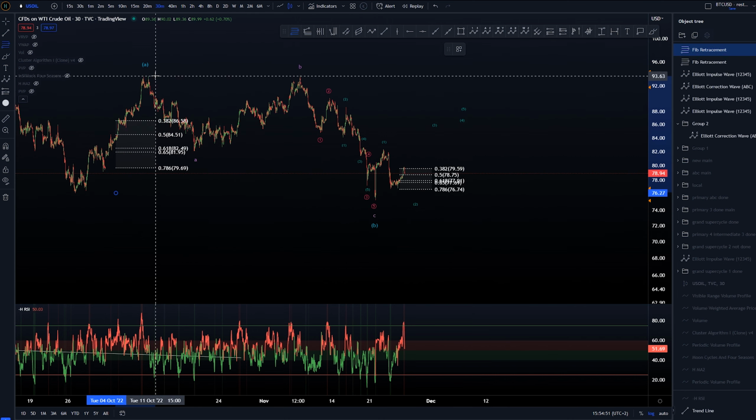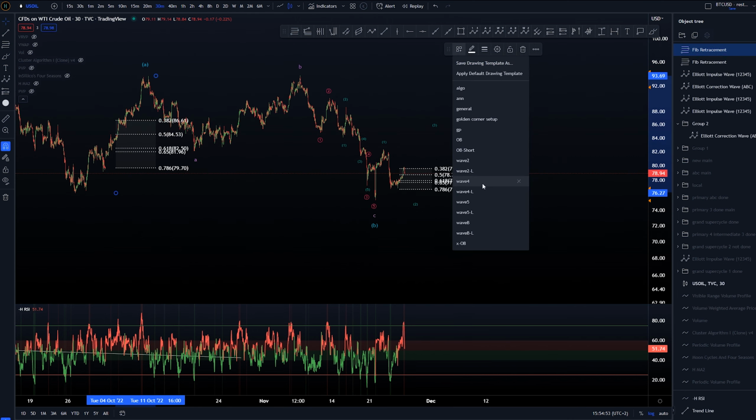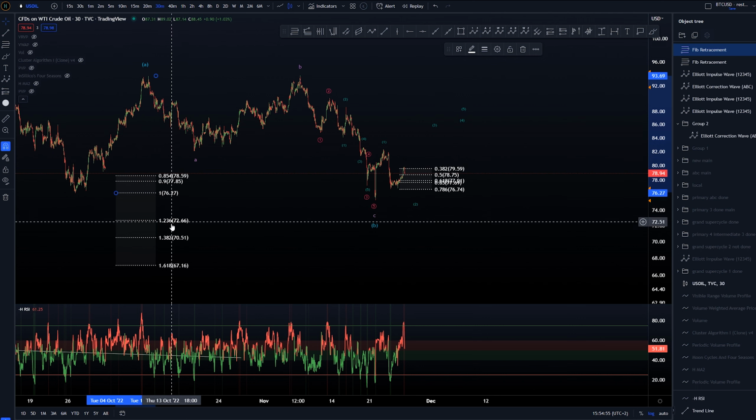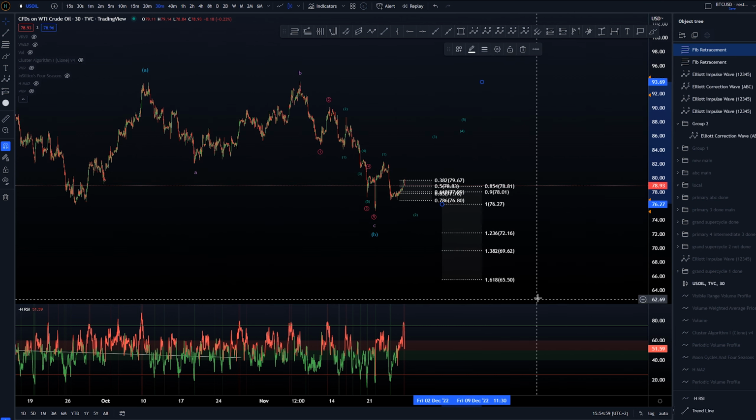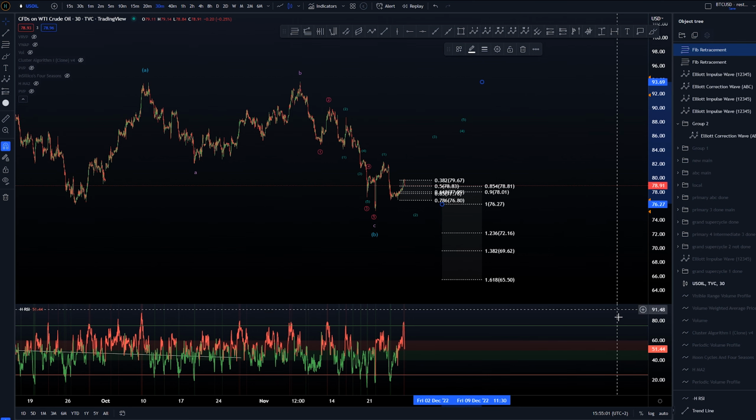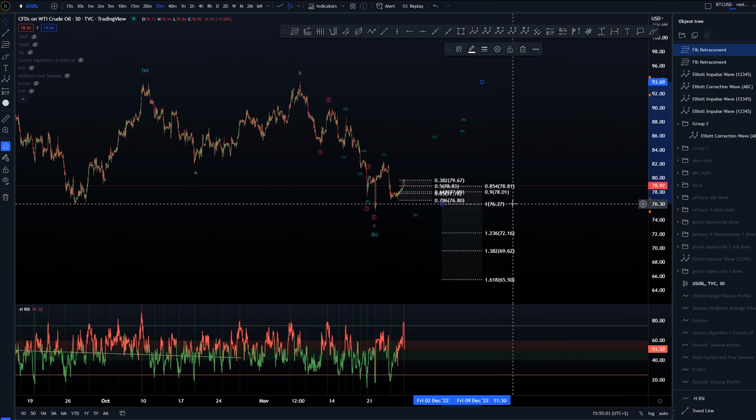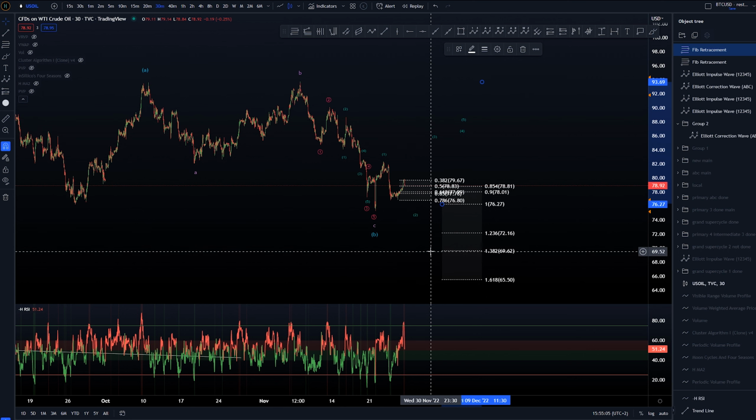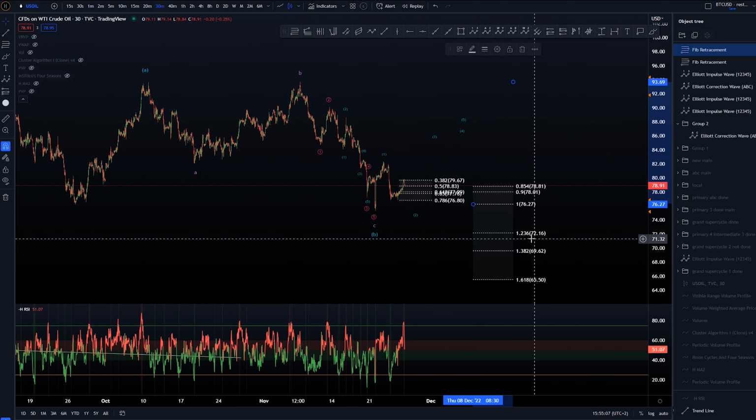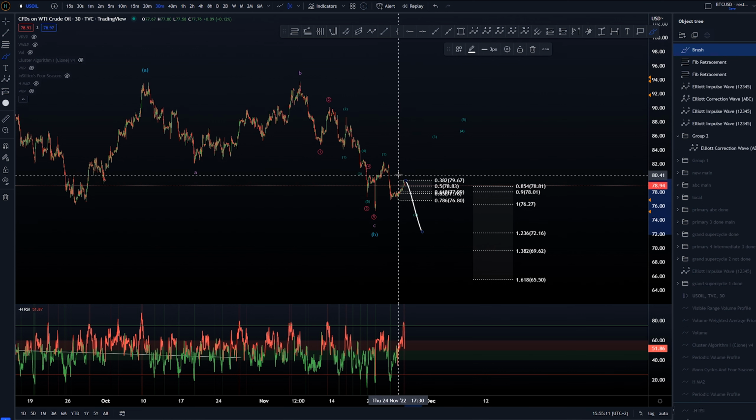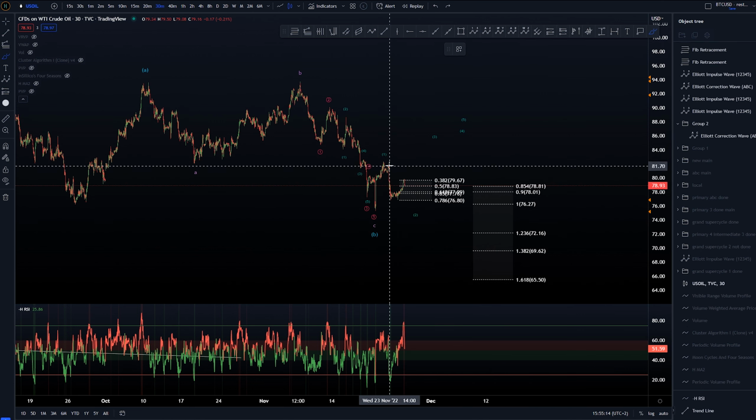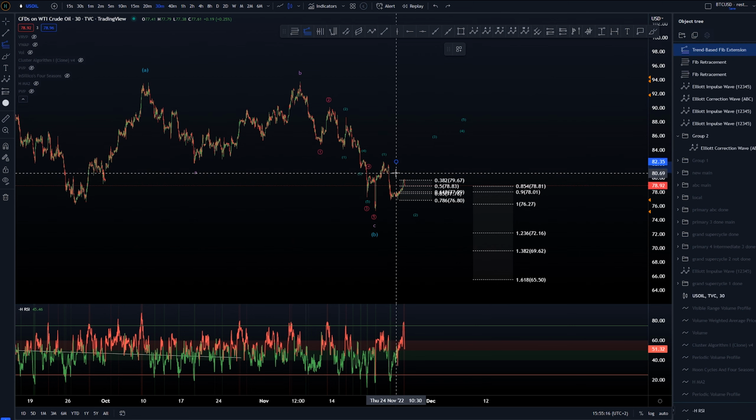When is this going to be actually invalidated? This whole higher time frame idea of ABC is invalidated all the way down here at $67, at least on log, and even 65 on arithmetic. So again, there are definitely more targets. I feel like we could be targeting the 1.236, but if we are expecting that, we are already saying that this, let's actually measure these things here.